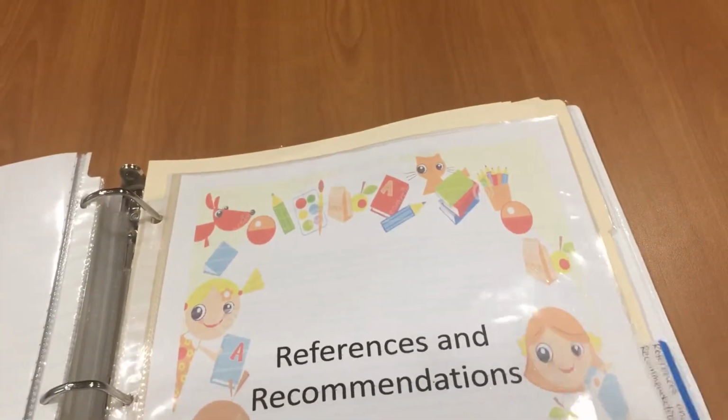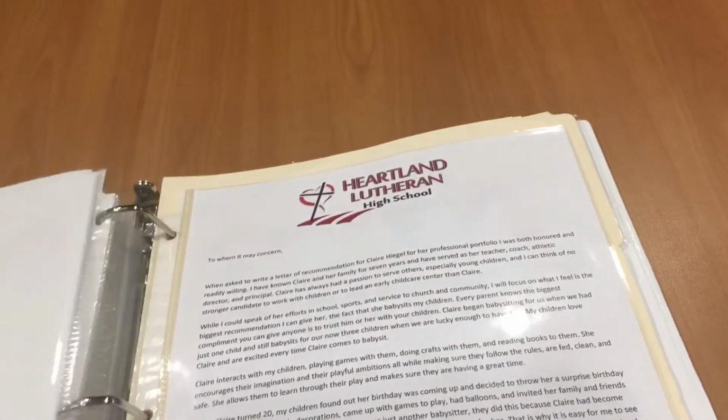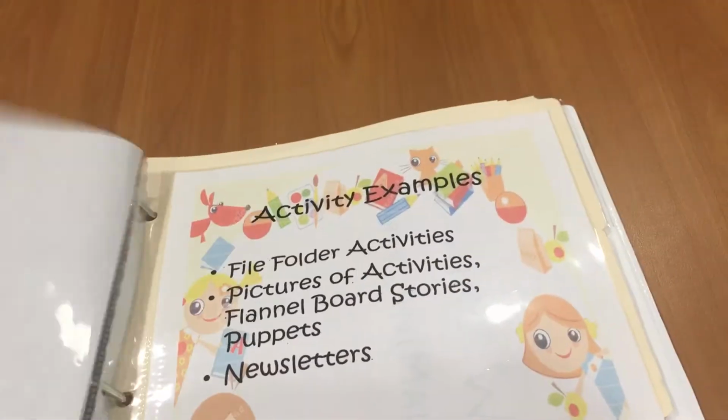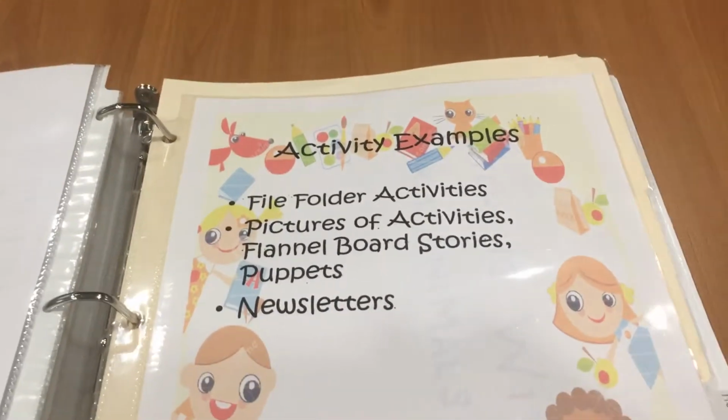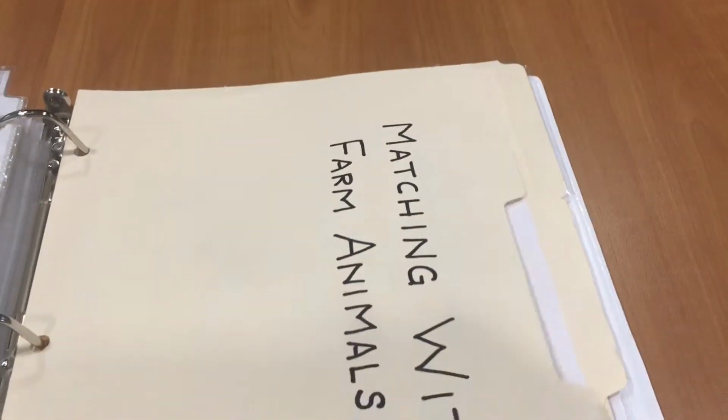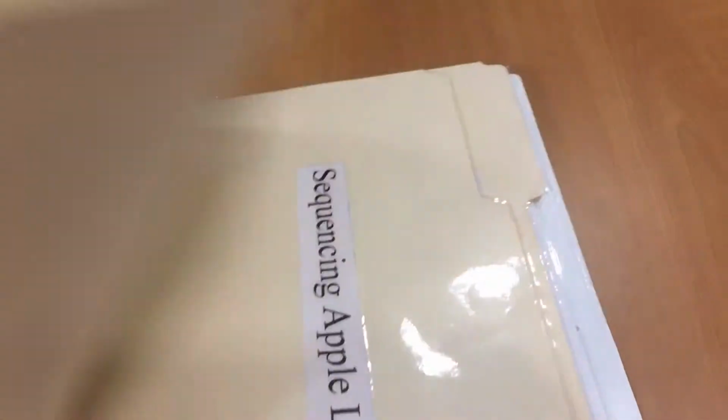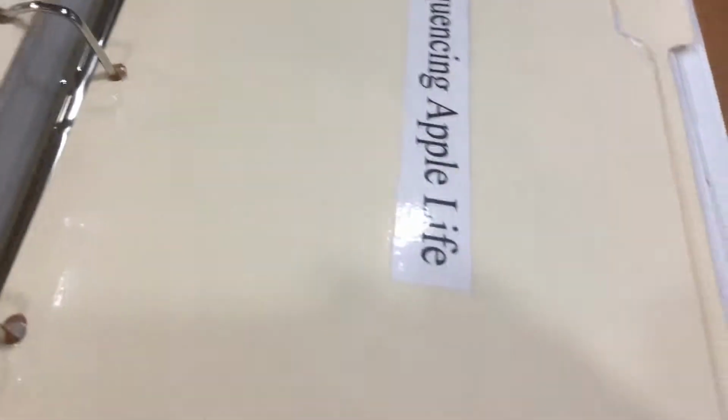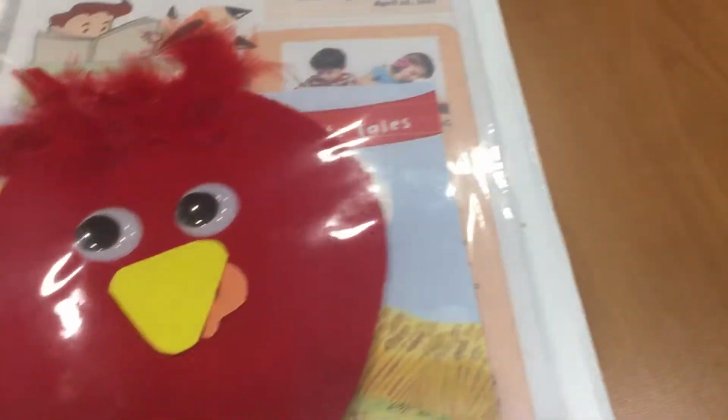Then she has references and recommendations from Heartland Lutheran. And then she has some activity examples in the last section. And she has a file folder game with everything inside. This is sequencing apples. And then this is a flannel board story that she did.